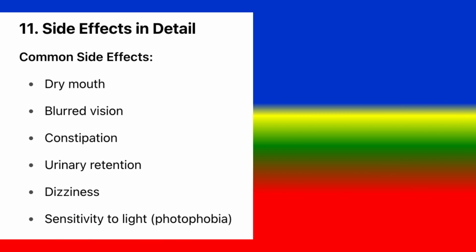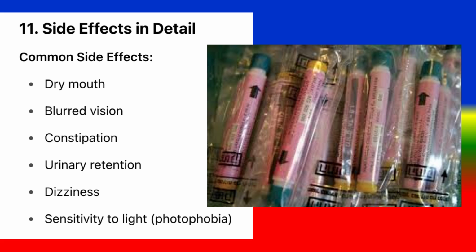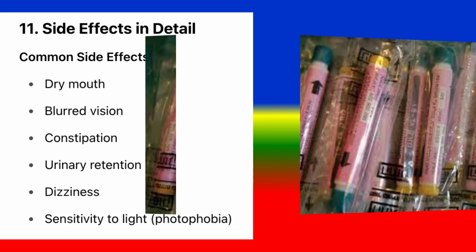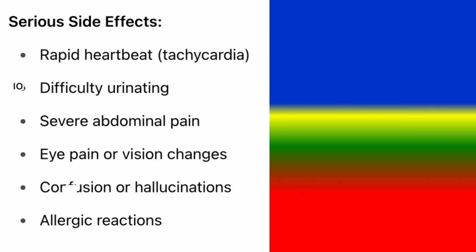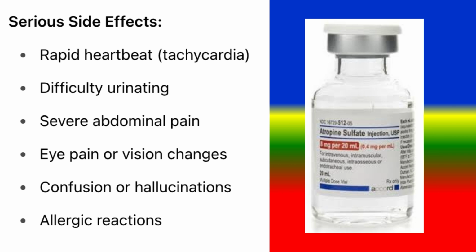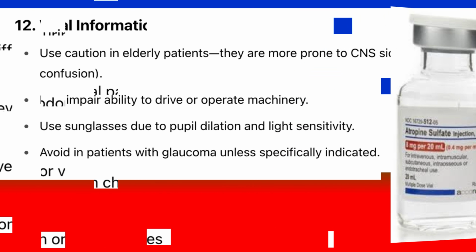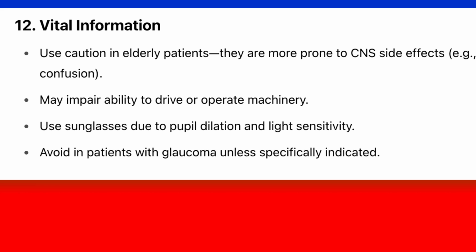11. Side effects in detail. Common side effects: dry mouth, blurred vision, constipation, urinary retention, dizziness, sensitivity to light, photophobia. Serious side effects: rapid heartbeat, tachycardia, difficulty urinating, severe abdominal pain, eye pain or vision changes, confusion or hallucinations, allergic reactions.